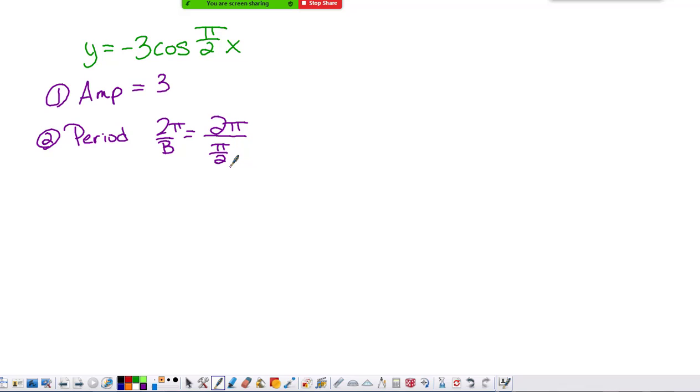So what are we going to do? Multiply by the reciprocal. 4 pi over pi. Yep, and what's going to happen? So our period is 4. Isn't that nice?